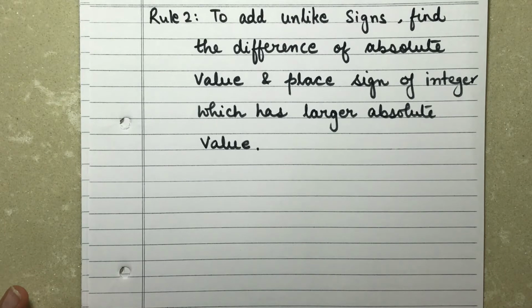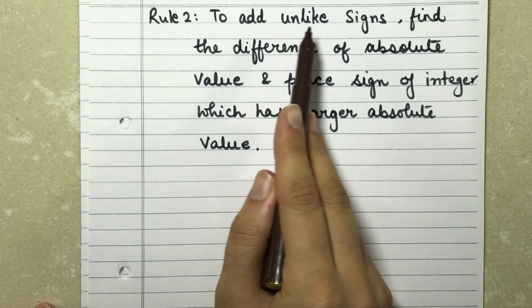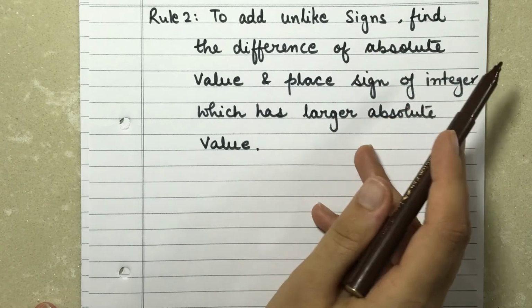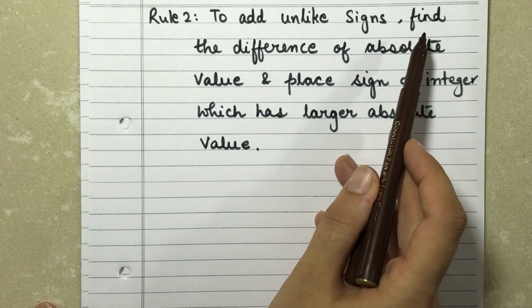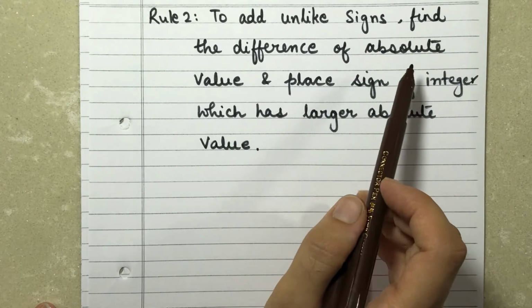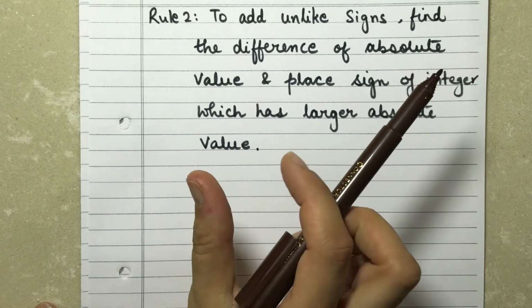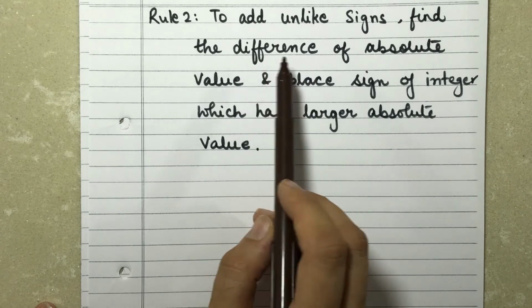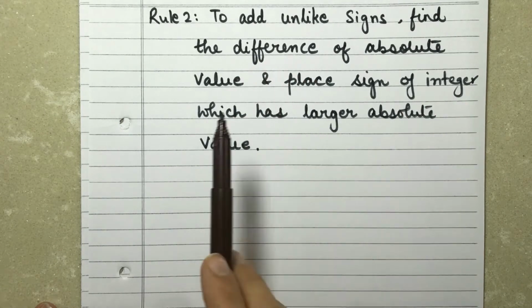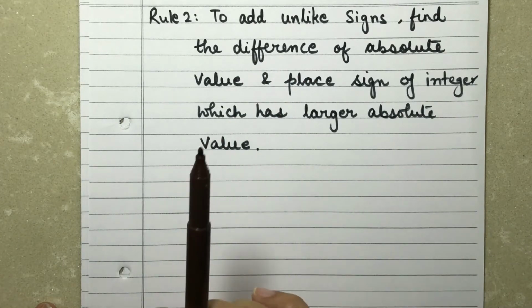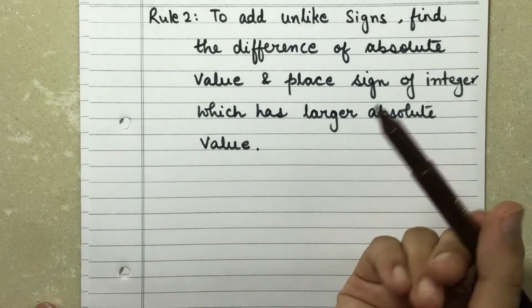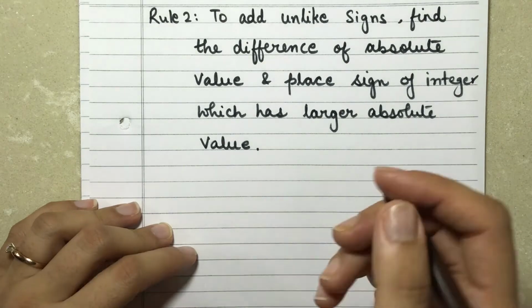My rule 1 was about like signs, so rule 2 is about unlike signs. When you have to add two unlike signs, we first find the difference of the absolute values of the given integers, and after that we place the sign of whichever has the larger absolute value. Let's understand with an example.